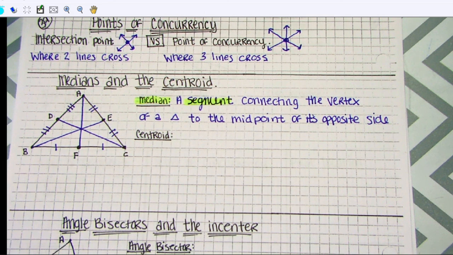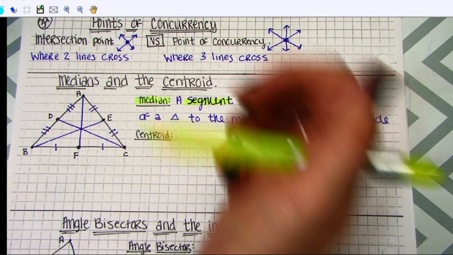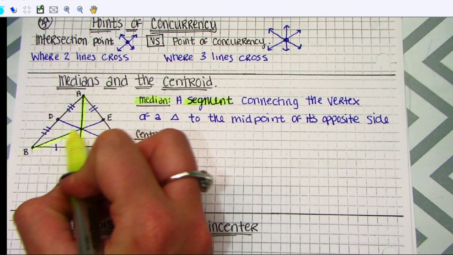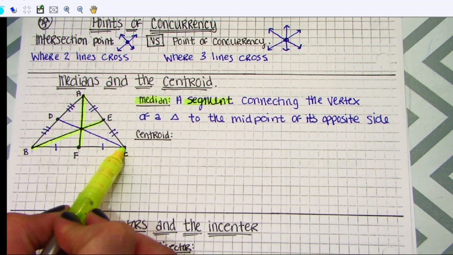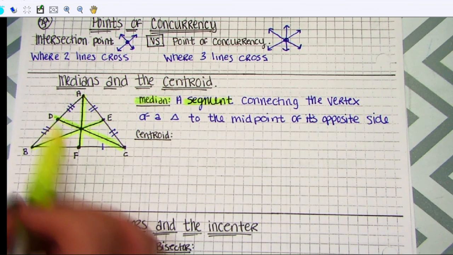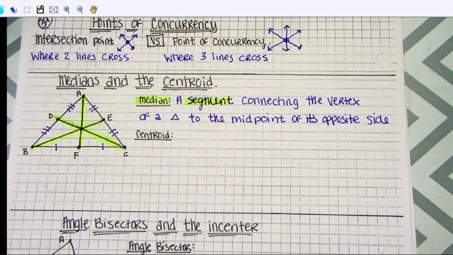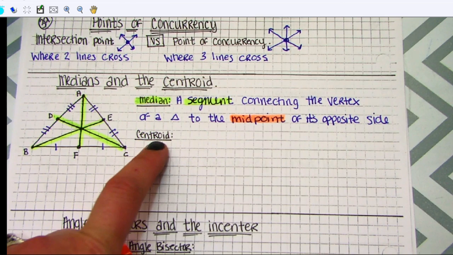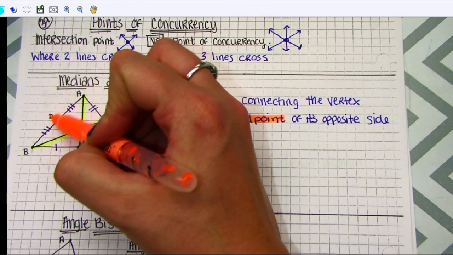So the median is a segment. In this picture, A to F, B to E, C to D. That is the segment, and it connects to the midpoints, which in this picture are D, E, and F. That one point in the middle is called the centroid. We're going to give it a letter in just a second.